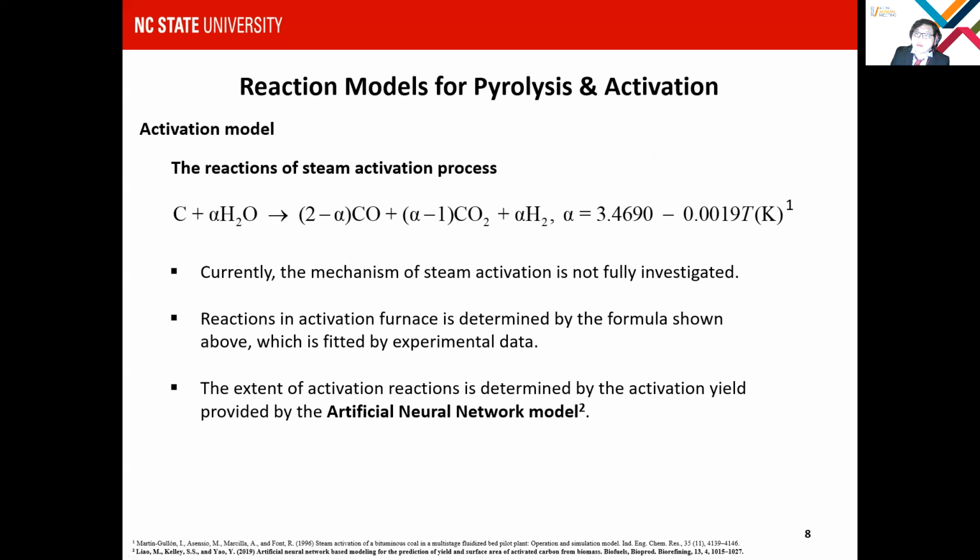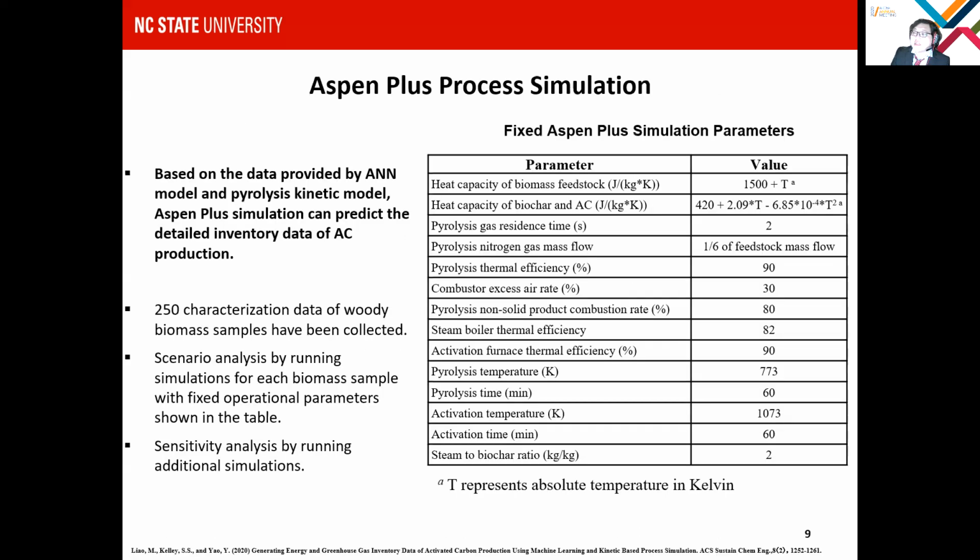So based on this model, we can have the condition to simulate the overall steam activated carbon production process. And this simulation is established in the Aspen Plus simulation based on these assumed parameters. So back to our objective, what we are doing in this work is to compare the simulation results between different scenarios with the same operational conditions and different biomass samples.